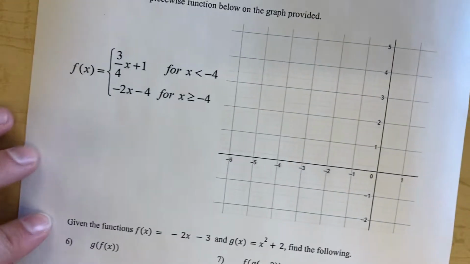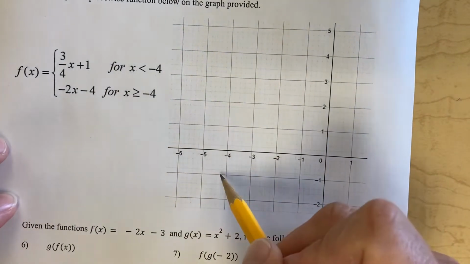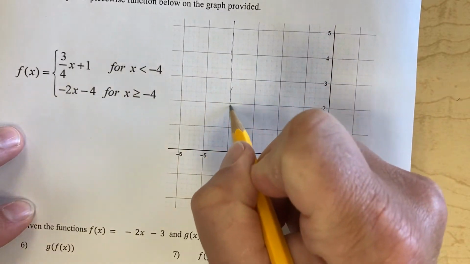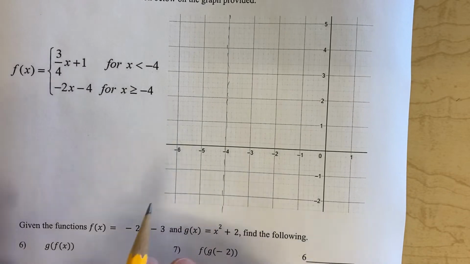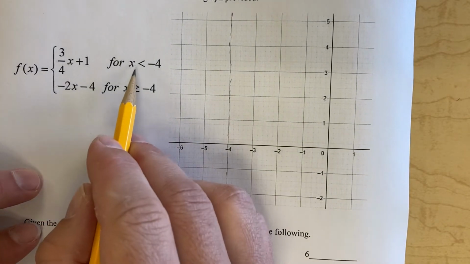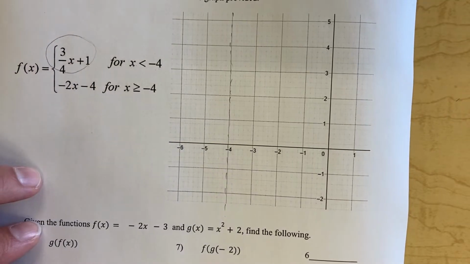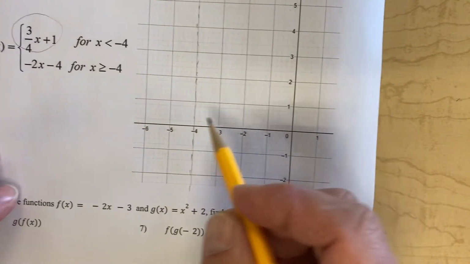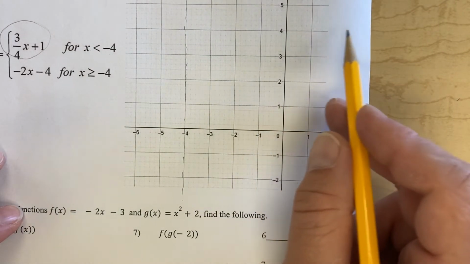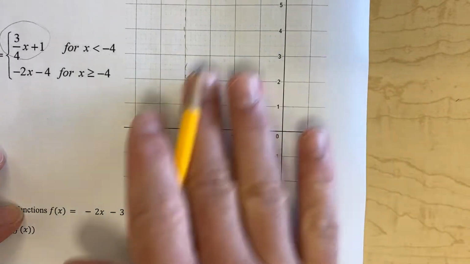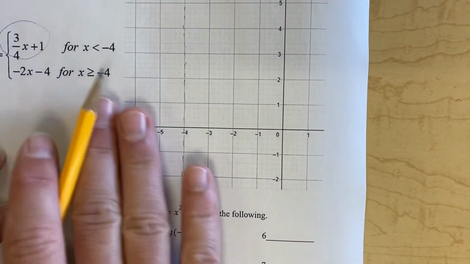All right, next one wants us to graph this piecewise function, and we see that we're transitioning here at -4. So right on the -4, I'm just gonna draw a line. Now this line is not part of the graph, but it's just gonna help keep me organized here. And so for numbers that are less than -4, the graph is going to obey this function, 3/4 x plus 1. Now that function normally has a y-intercept of 1 and goes up 3 and over 4. Now, I don't want that function to exist on this side of the transition, right? I want it to exist over here.